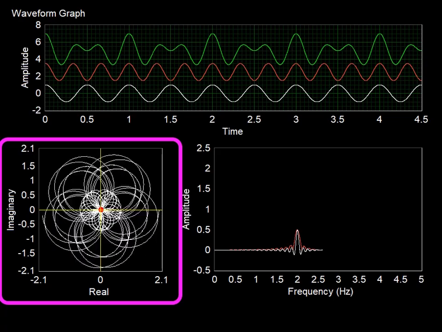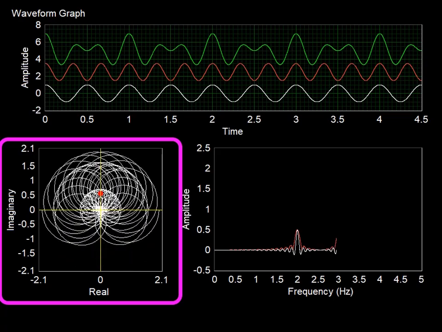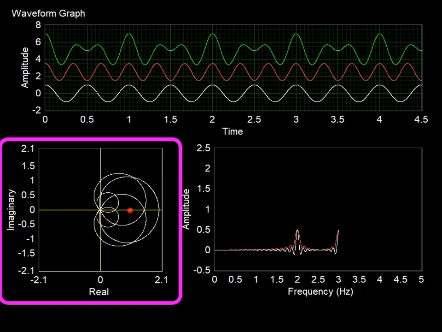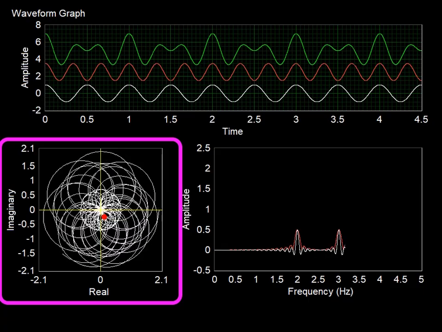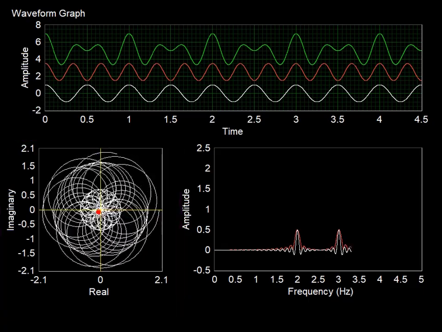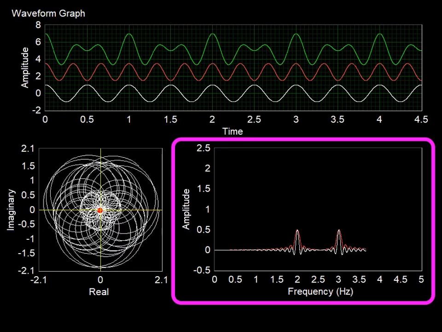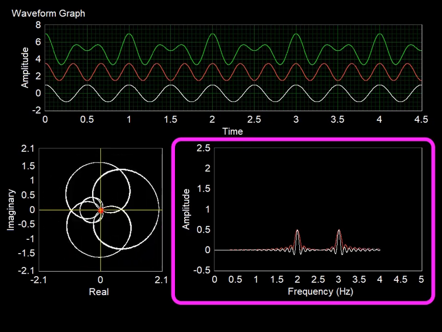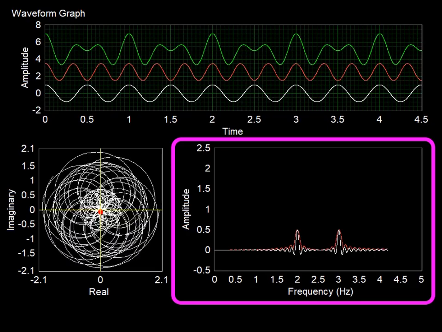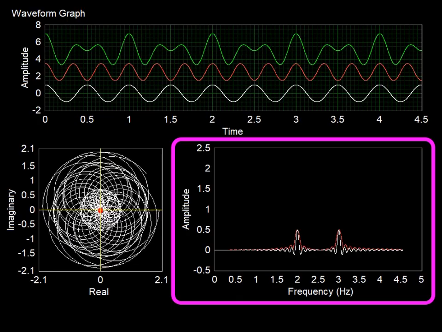Down here is the winding graph, where we're winding the waveform around the origin at ever-increasing frequencies. The red spot is the centre of mass, basically the Fourier transform at each point. Over here is the Fourier transform result as it's calculated. This is plotted by following the position of the red dot for every frequency. Ignore the fact that there are two different plots here, we'll come back to them in a moment.